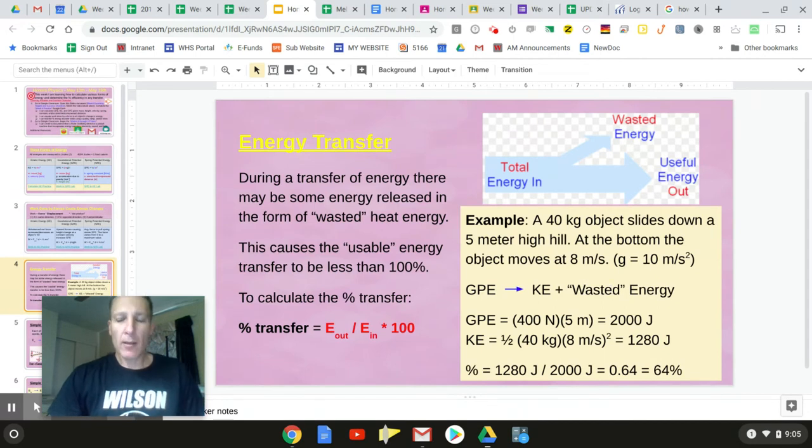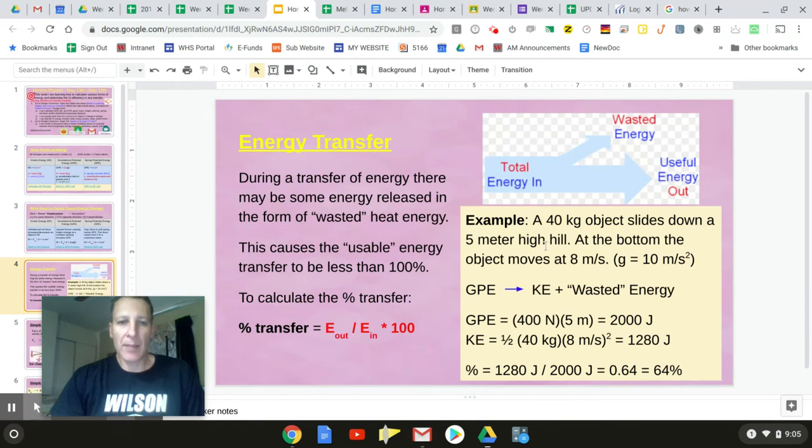Whenever we have a transfer of energy between two different types, that transfer may not always be 100% efficient. Okay. A lot of times, some wasted energy in the form of heat is released. So you can kind of view it with this little diagram. To calculate that percent energy transfer in general, you can just take the energy that you get out of the transfer and divide that by the energy into the transfer, times it by 100 to make it a percentage.